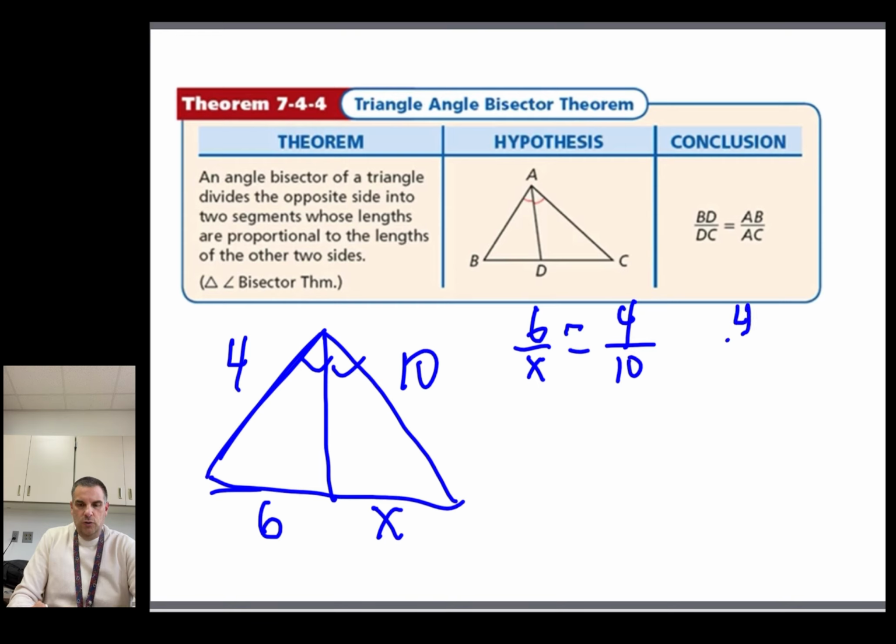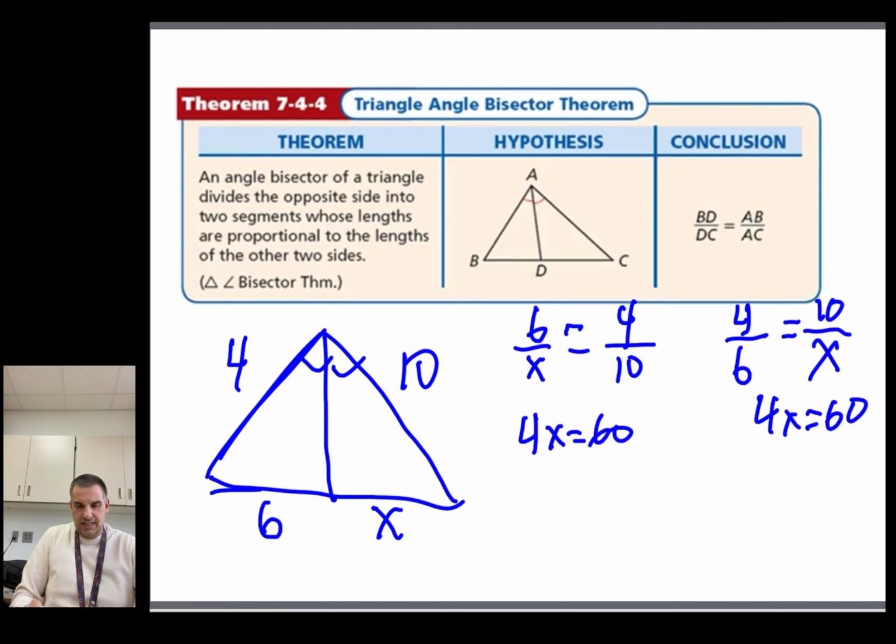So I like to go 4 over 6 is equal to 10 over x. And if you look at it, you can see that it's the same thing. This gives us 4x equals 60, and this gives us 4x equals 60. And in both cases, you've got x is equal to 15.